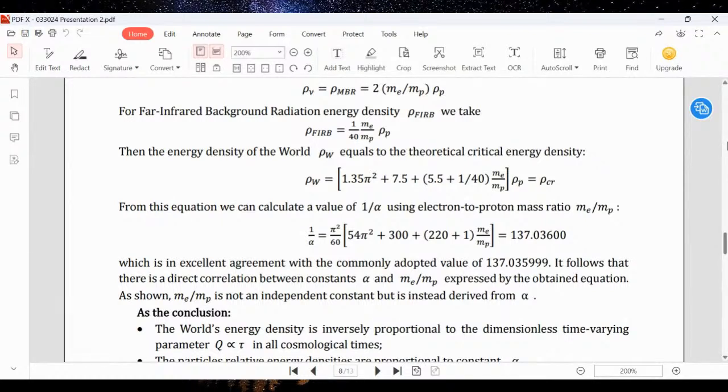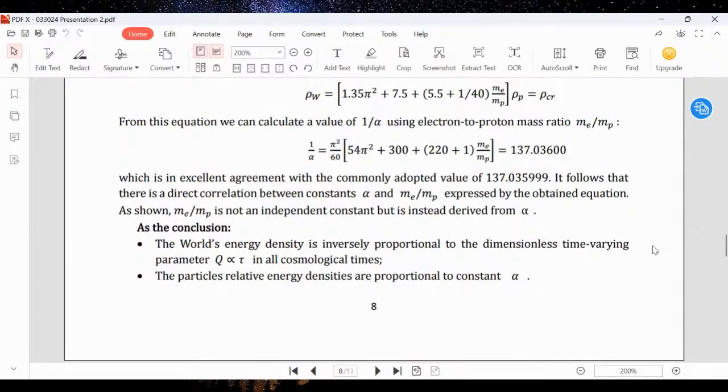It follows that there is a direct correlation between constant alpha and this ratio, expressed by the obtained equation. As shown, this ratio is not an independent constant, but is instead derived from alpha. I want to mention now that there is no dark energy in my model. As the conclusion, the world's energy density is inversely proportional to the dimensionless time-varying parameter Q in all cosmological times. The particles' relative energy densities are proportional to constant alpha.